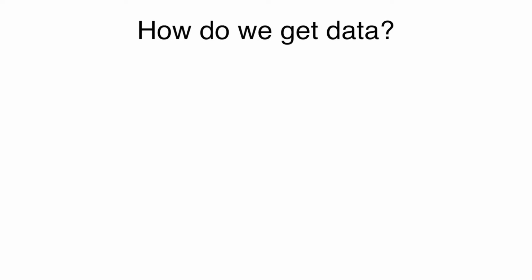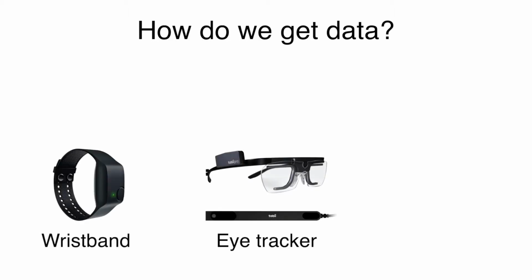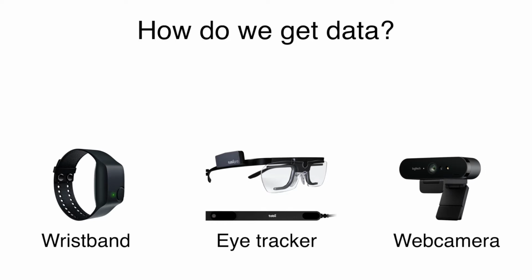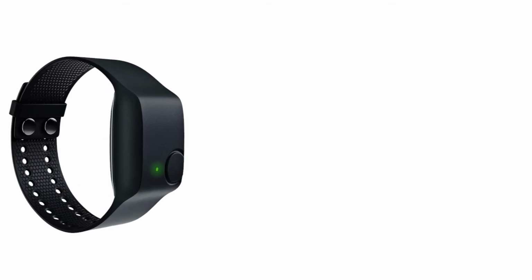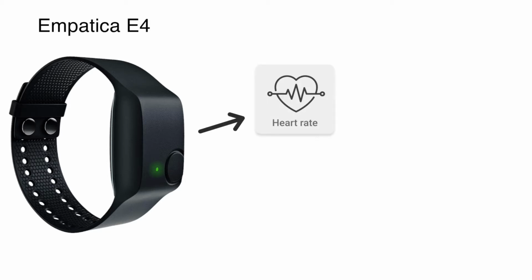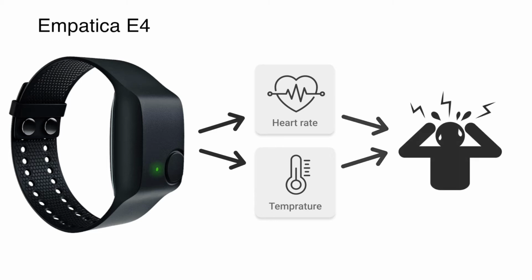So how do we get the physiological data needed? As stated before, we use different types of devices, in this case a wristband, an eye tracker, and a web camera. All these devices produce different types of information. For the wristband, we use an Empatica E4, which can derive physiological information such as the user's heart rate and temperature. This can, for example, indicate the user's stress levels.